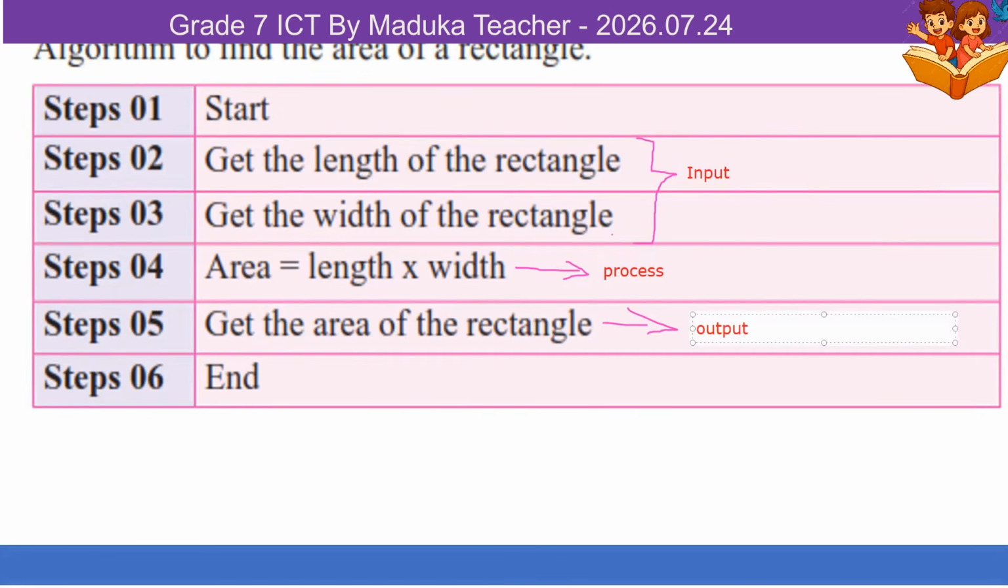When you write an algorithm, it's essential to identify input, process and output. Then you can easily convert this algorithm into a flowchart. After that, by looking at the flowchart, we are going to design the computer program. First we write the algorithm, then we draw the flowchart, and finally we design the computer program.